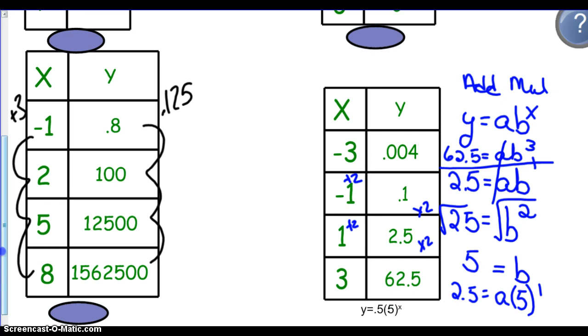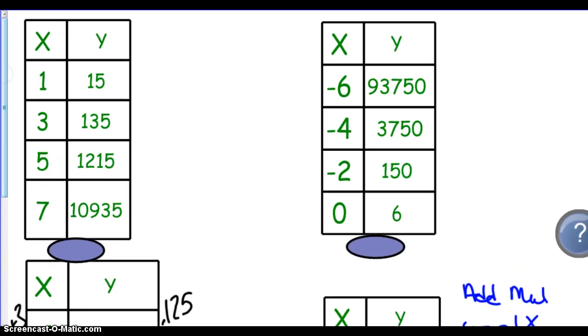Okay, the one I would like you to do is this one right up here. Please try that right now. And there's the answer you should come up with.